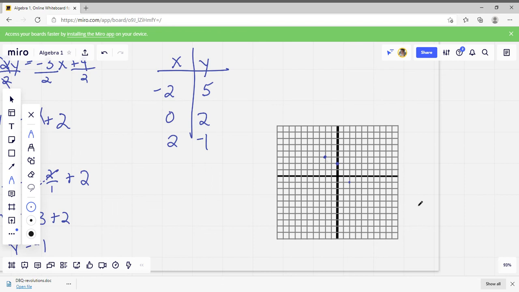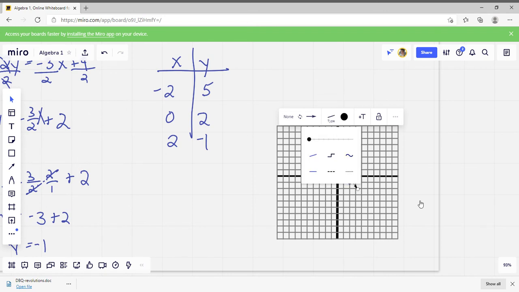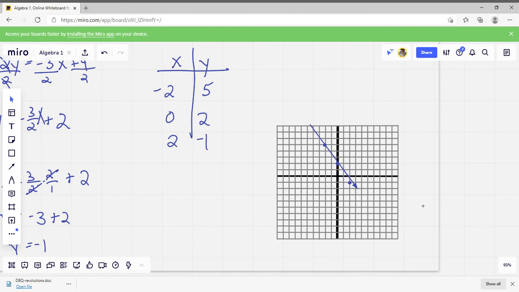That doesn't seem right. Hang on. Oh, I didn't go up high enough on this one. Backwards 2, up 5. 1, 2, 3, 4, 5. There we go. And then that one's right there, and that makes my line. I want to draw a line. Not the right kind of line. I need a straight line. There we go. And there we go. Now we're graphed.